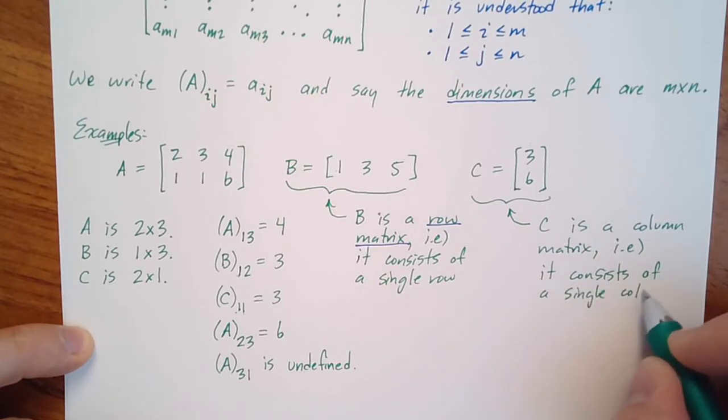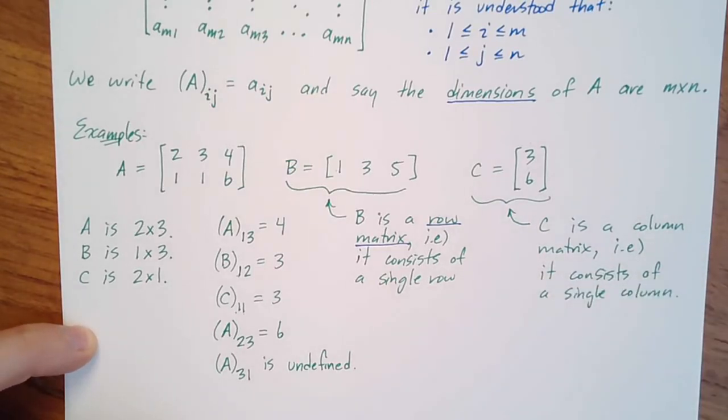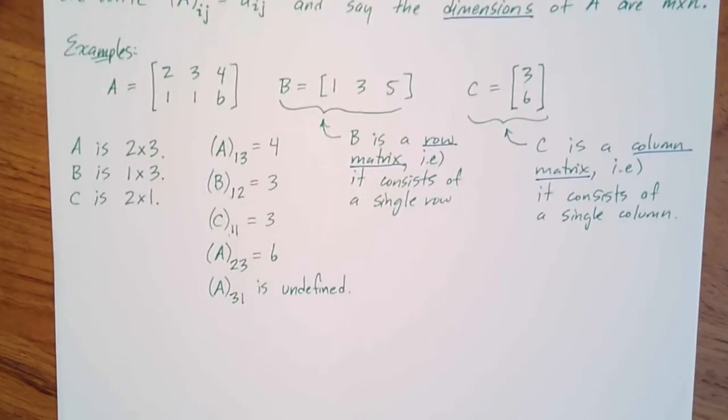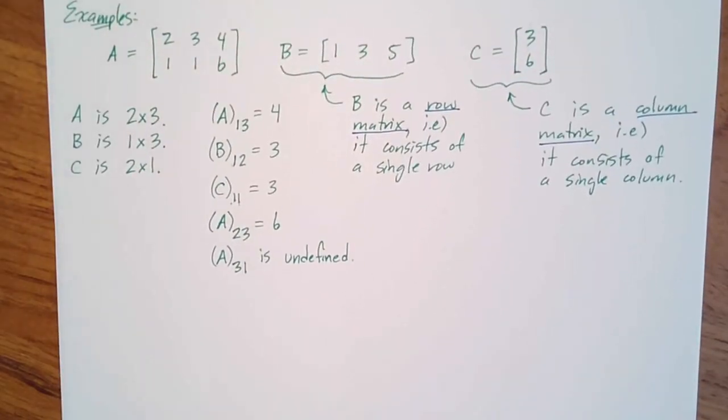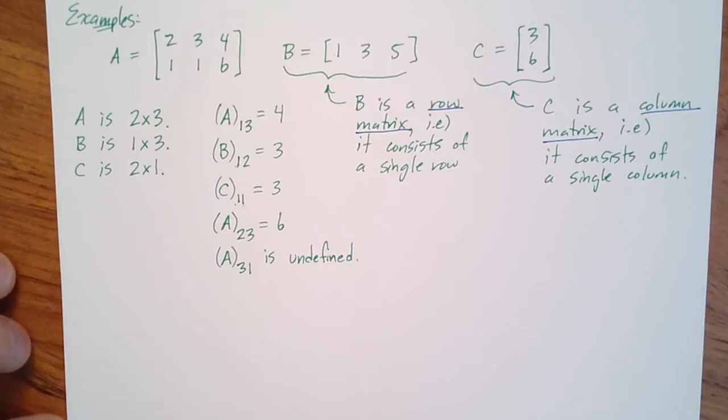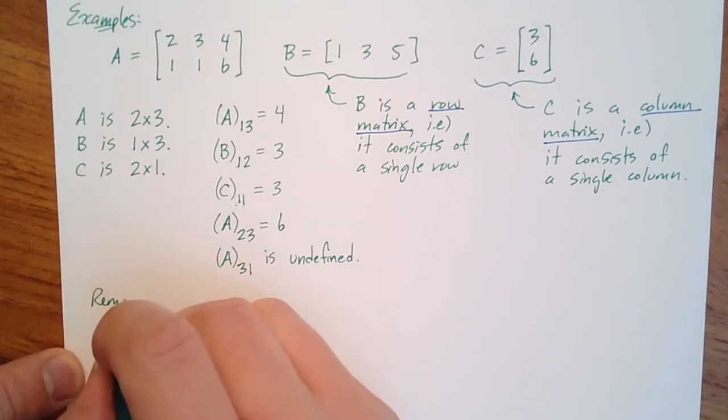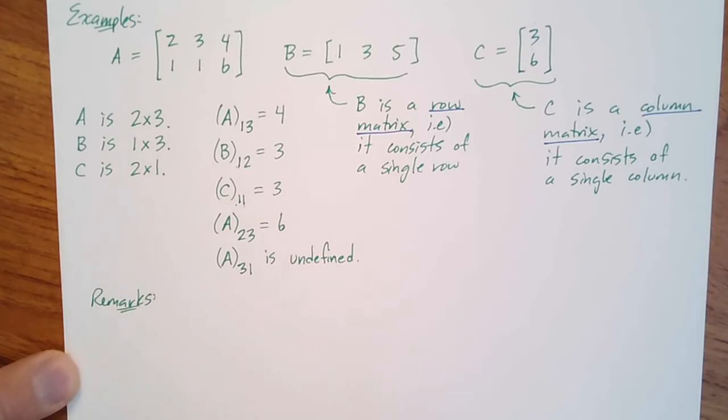All right, so we got that down now. A couple of remarks about matrices. One of the early things that comes up is you might want to look at a couple of matrices and decide, are these two matrices the same or not? And sometimes the answer will be yes, and sometimes the answer will be no. And I want to make two remarks on that idea.